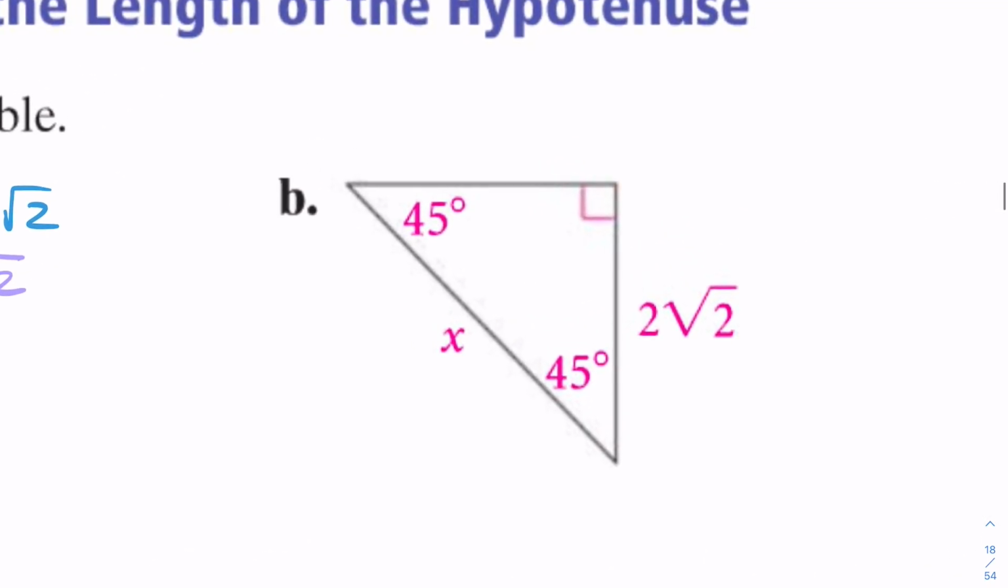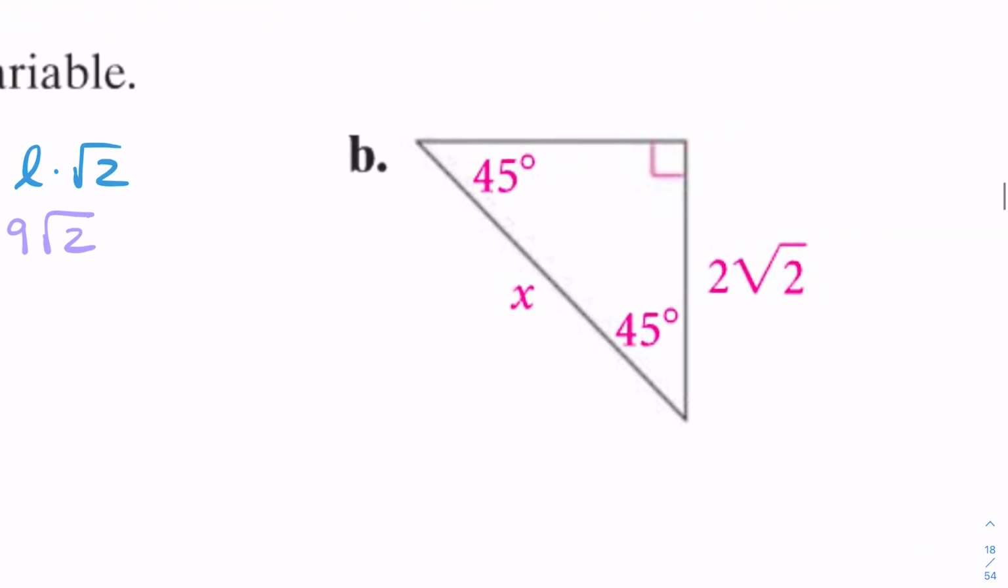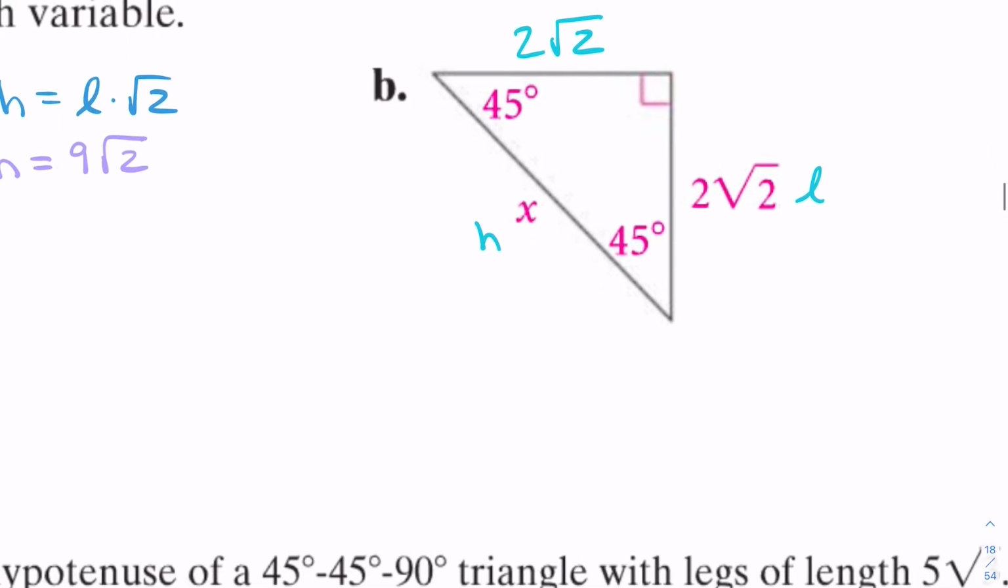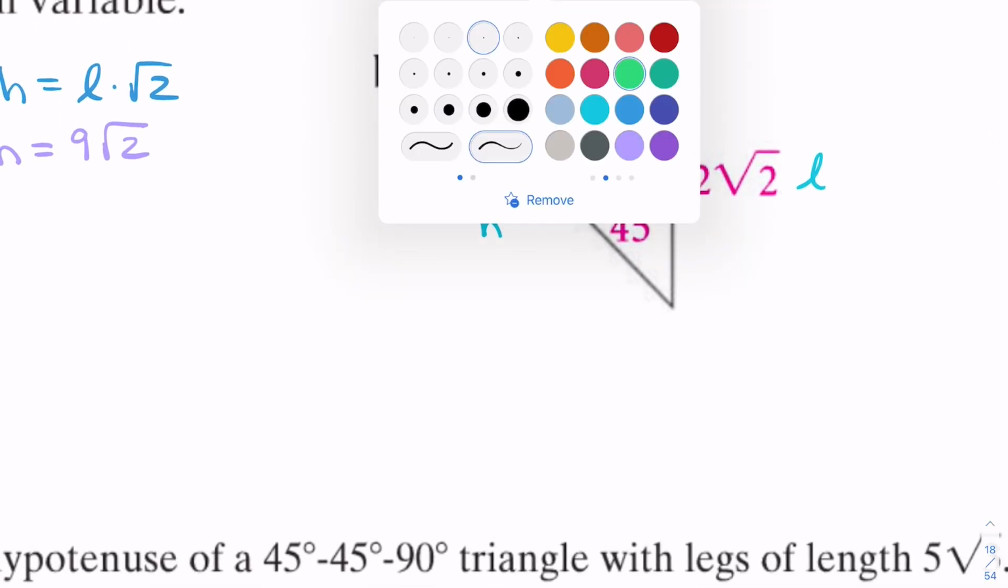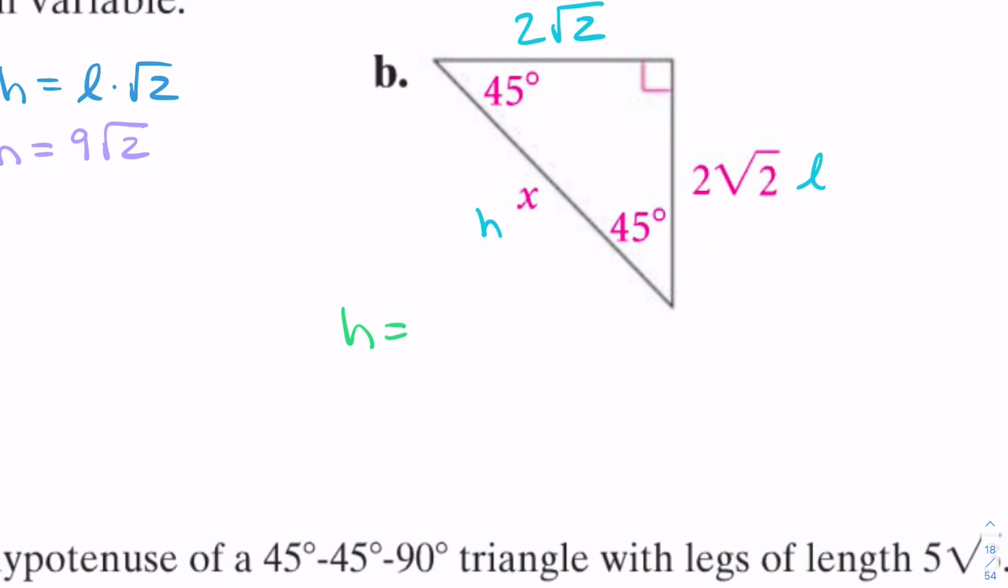So here you have a leg that is going to be 2 square roots of 2. Right? This is your leg. That's your other leg. Here's your hypotenuse. So we have h equals leg times the square root of 2. Long leg or short leg doesn't matter, both legs are the same size. So call it S or L, doesn't matter for this equation for 45, 45, 90.